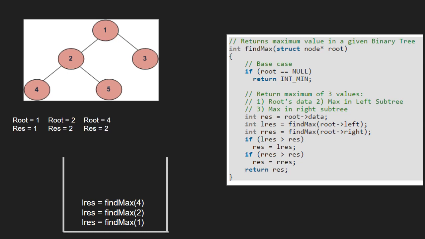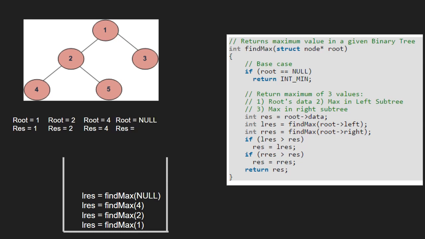Also, since root is not null, variable res will store root's data. So, res will be equal to 4. Now, we pass the left child of 4, which is null. Since root is pointing to null, we return the minimum integer to lres. We continue execution for node 4.